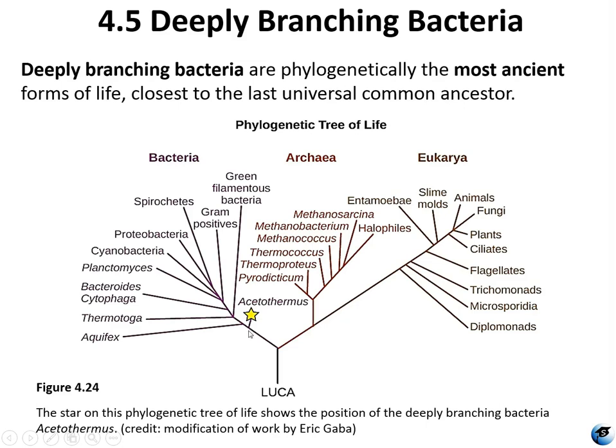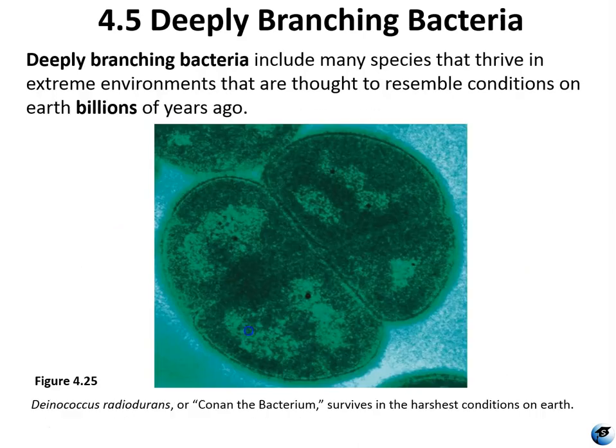They include species that thrive in extreme environments, which makes sense because as ancient as they are, most of them came to be and evolve in conditions that were very extreme when the Earth was first forming its atmosphere and the like. Figure 4.25, this is Deinococcus radiodurans. They call him Conan the Bacterium, and he survives some of the harshest conditions on Earth, including extreme heat, extreme salt, even radiation. Really, really tough guy.